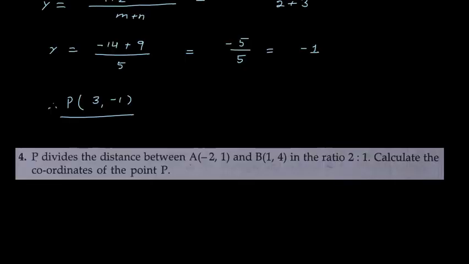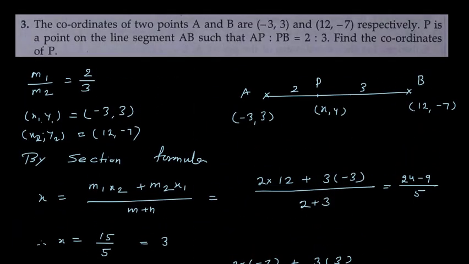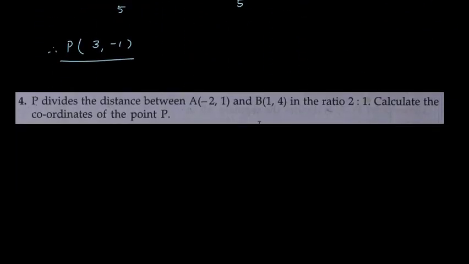P divides the distance between AB in the ratio 2:1. Calculate the coordinates of point P. Now this question is the same as what you have done in question number 3. Here AB is given, P is a point which divides in the ratio 2:3. Similarly here AB is given and the point P is dividing in the ratio 2:1. So easily you can solve this problem. So try and solve this problem.